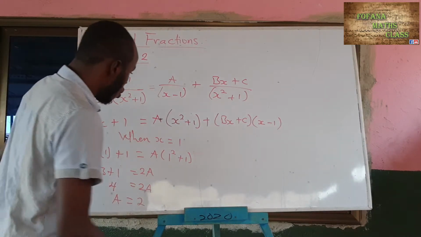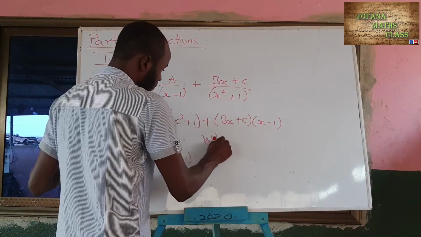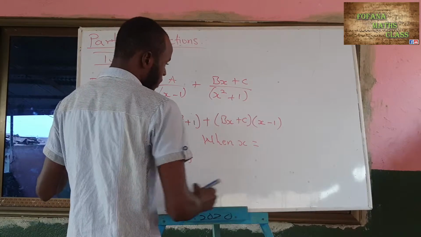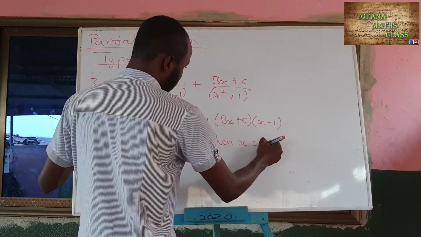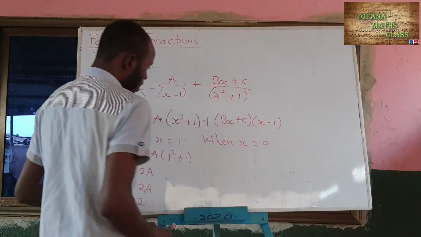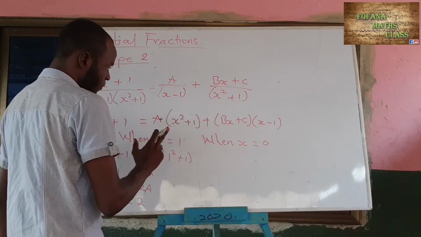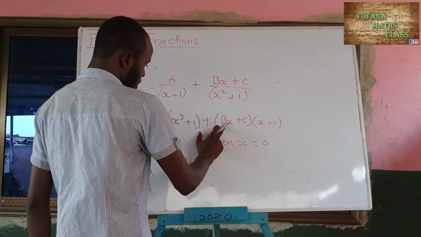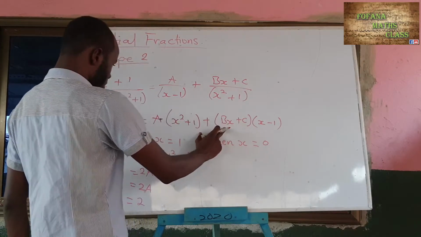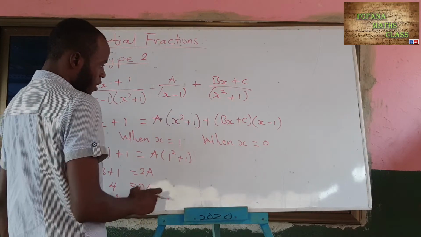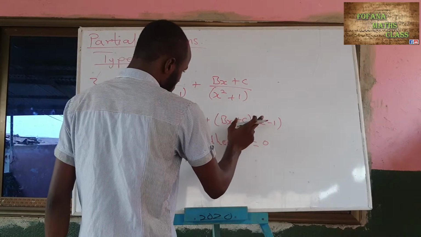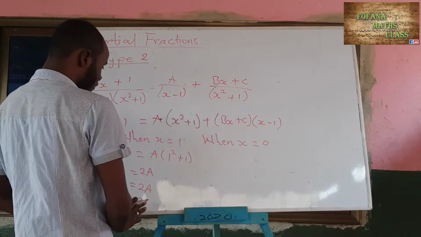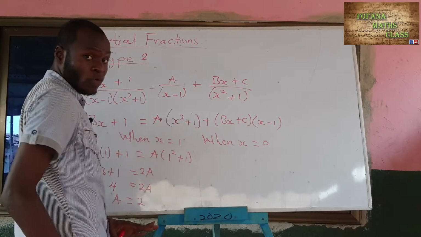Now when I also set x to be equal to say 0, let's see, it will eliminate B, and then it will also eliminate the other B term, and then it will be left with A and C. Because I have A already, I can substitute it in and then solve for C.